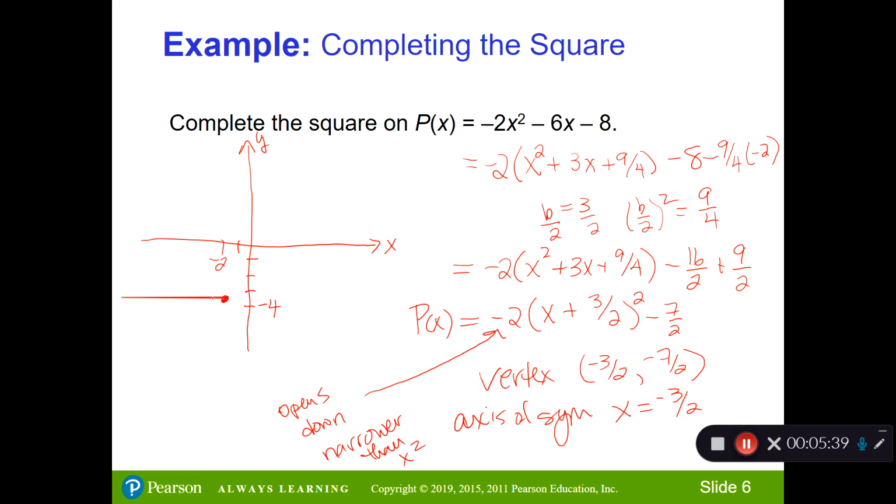All right, now I know that it opens down, but I don't know how to draw it exactly. So I'm going to plot one other point to help me. I'm going to plot the point where x equals 0. So if I plug in a 0 here and a 0 here, I get negative 8.